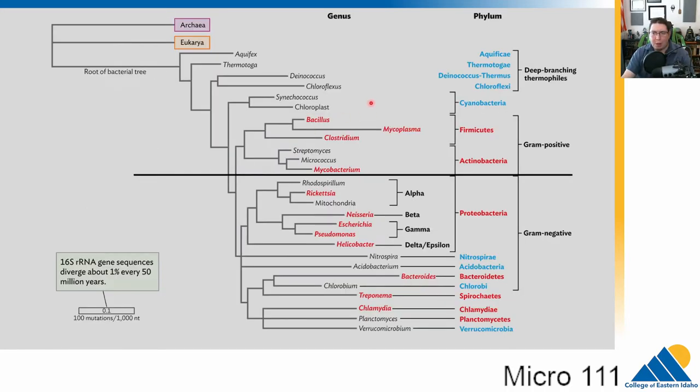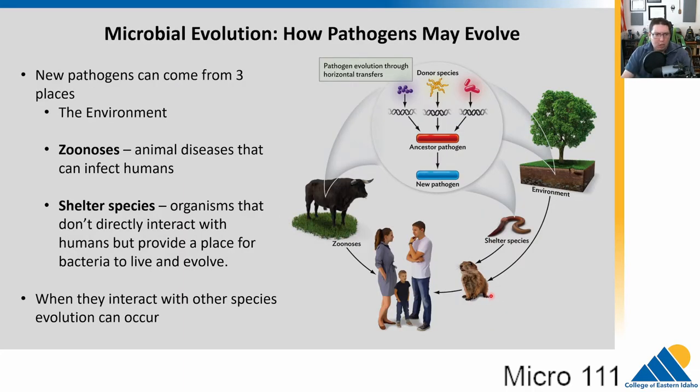Okay, so I'm going to keep coming back to this, right? Cyanobacteria, Firmicutes, Actinobacteria, Proteobacteria, Bacteroidetes, Spirochetes, Chlamydiae are the ones that we are talking about here. So we talked in the last chapter about mechanisms of genetic diversity in microbes. So we know about things like transposition and transformation, transduction with viruses, conjugation.